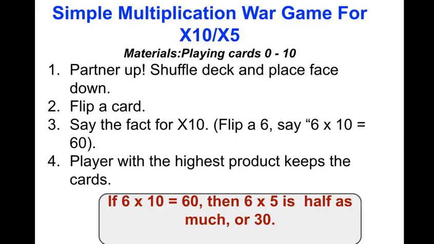We also played that multiplication war game for times 10. However, now students are flipping up a card and they're thinking about multiplying times 5. Once again, instead of them just saying 5 times 6 equals 30, I want them to say, if 6 times 10 equals 60, then I know that 6 times 5 would be 30, or half as much.